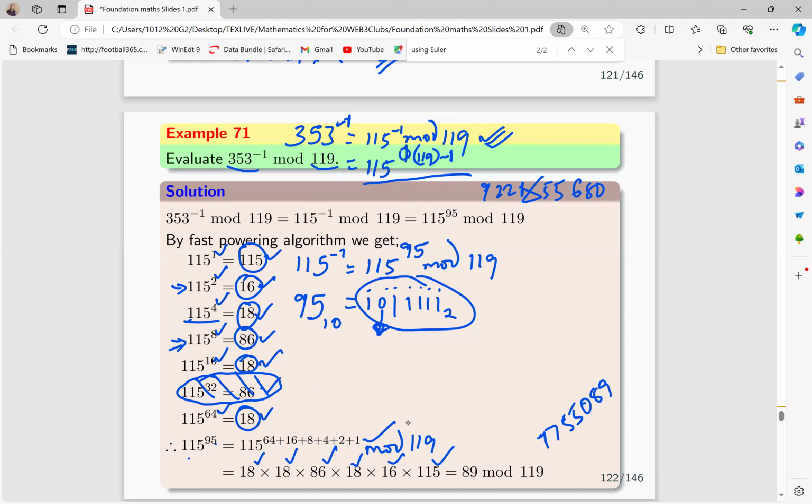And again, this is not very important. What is important is the remainder. So what is the remainder? Let me find out the remainder. I've noted that number of times. It was 77,55,089, and the remainder is 89. The remainder is 89.